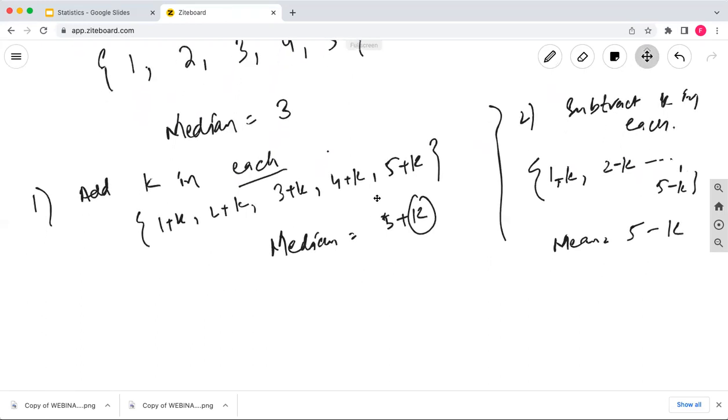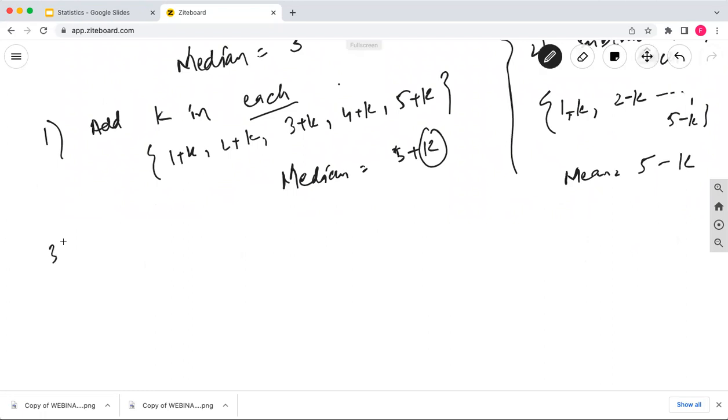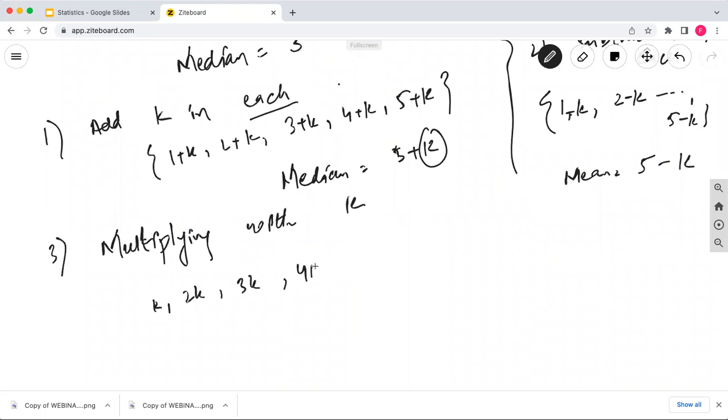And the third and fourth part is, if we are multiplying with some constant k, this will be k, 2k, 3k, 4k, and 5k. So our median will be scaled by that k factor, 3 into k, whatever the value of k is. If k is a fraction, this will decrease. If k is an integer greater than 1, this will increase. If this is 1, this will remain the same, right?